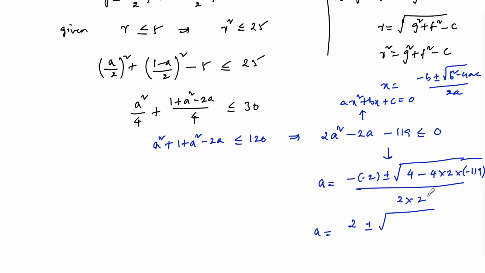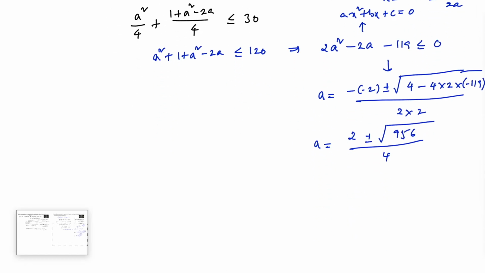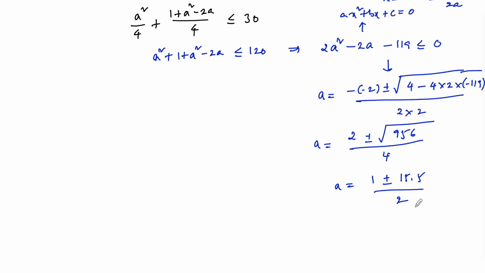and here after simplifying you will be getting 956. After simplifying you get square root of 956 upon 2 into 2, that is 4, and then after simplifying you can find here a is equal to 1 plus or minus root of 956. Here after cancellation we can write it's around 15.45 or 15.5 divided by 2. So after simplification you will get a is equal to 1 plus 15.5 by 2 or 1 minus 15.5 by 2.